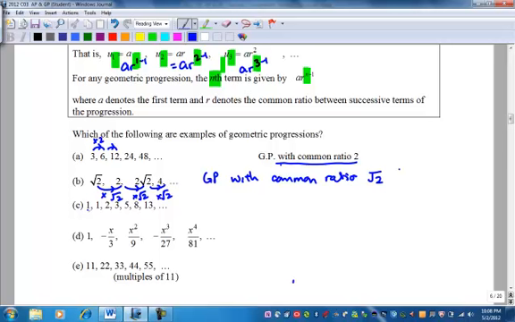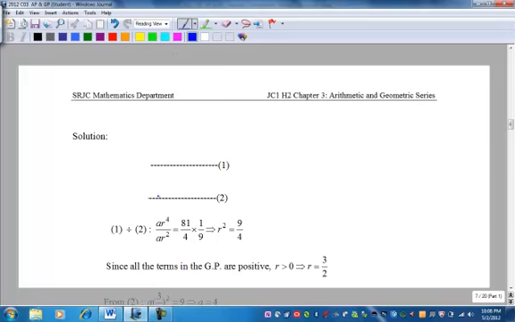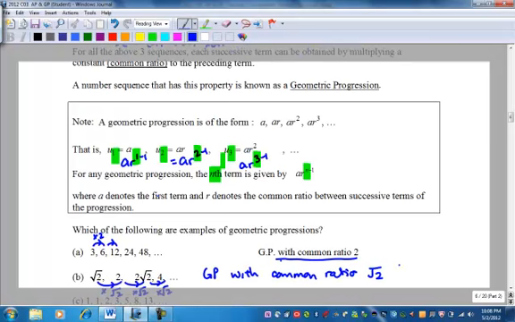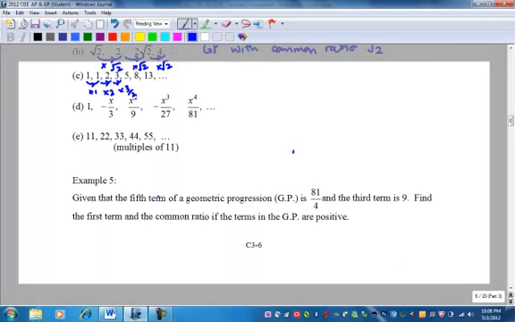How about C? From 1 to the next number, yes, we multiply by 1. From 1, the second term, to the next term, we multiply by 2. The next term, we have to multiply by 3 over 2. Well, we can't really see the same number being multiplied from one term to the next. So C is not a GP.